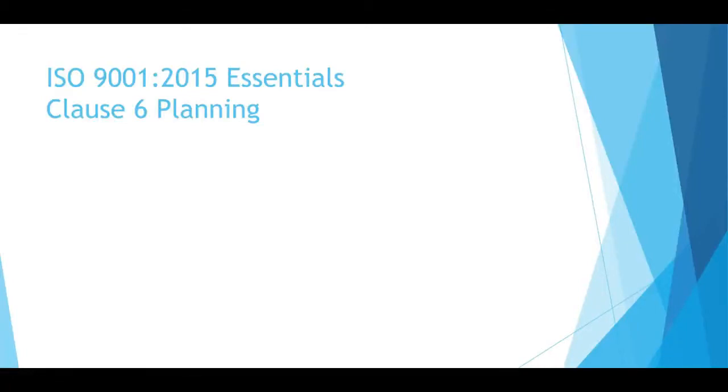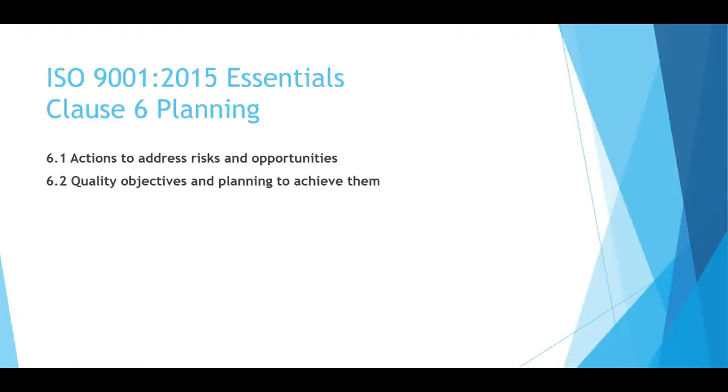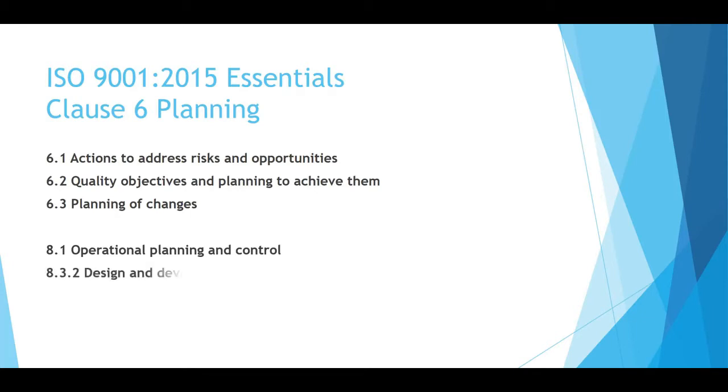Clause 6, Planning. This is the first of three clauses or sub-clauses dealing with planning. 6.1, 6.2 and 6.3 deal with planning from a higher level structural perspective, considering risk-based thinking, quality objectives and changes to the QMS. In 8.1, the standard will consider operational planning, mainly with operational processes in mind. In 8.3.2, the standard gets into the nitty-gritty of design and development planning requirements.